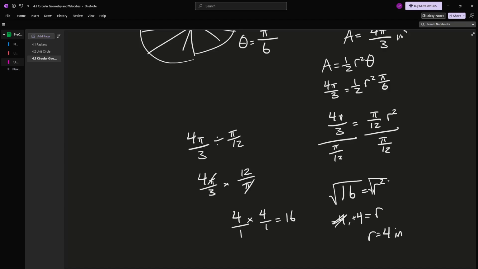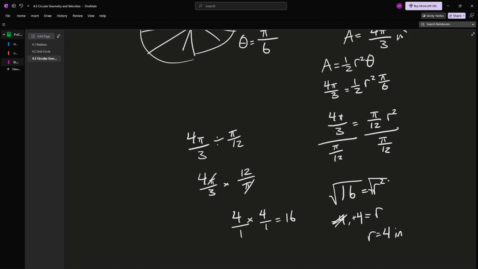So I plug it in. I combine the right side into pi over 12 r squared equals 4 pi over 3. I get rid of pi over 12 by dividing. I divided it to get 16. So 16 equals r squared. I square root to get rid of the square.